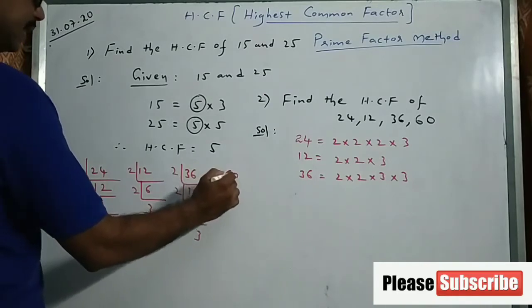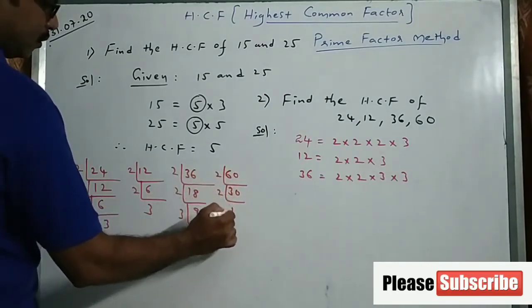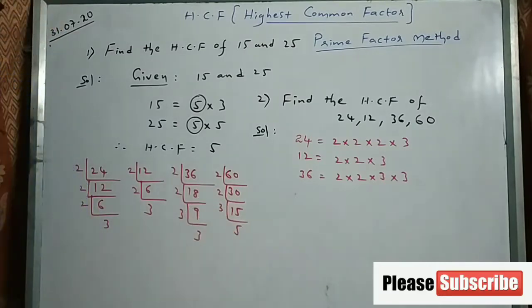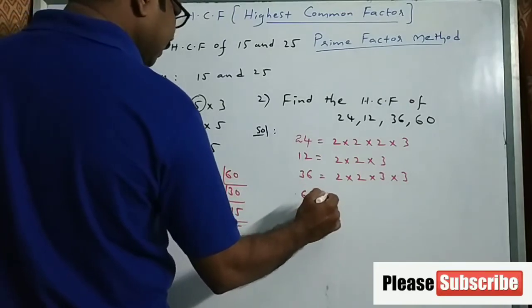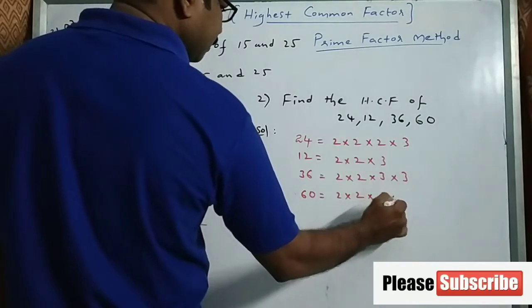Now you take 60. 2 30s are 60. 2 15s are 30, 3 5s are 15. Right? Only prime numbers. 5 is also a prime. 2, 3, 5, 7, 11, 13, they are prime numbers. 60 is equal to 2 into 2 into 3 into 5.